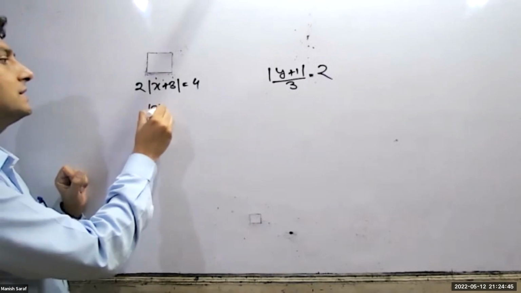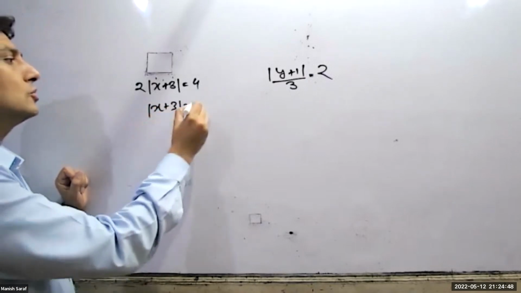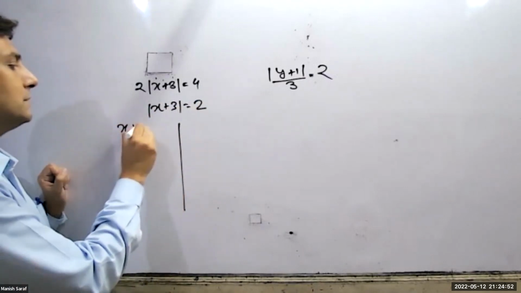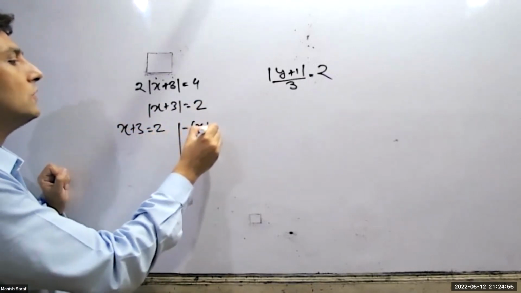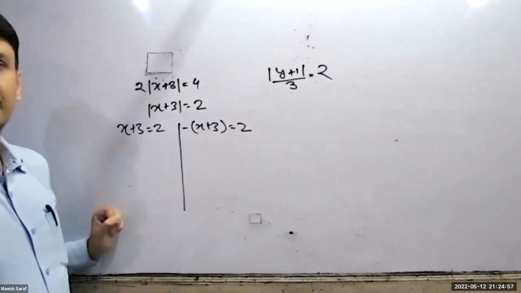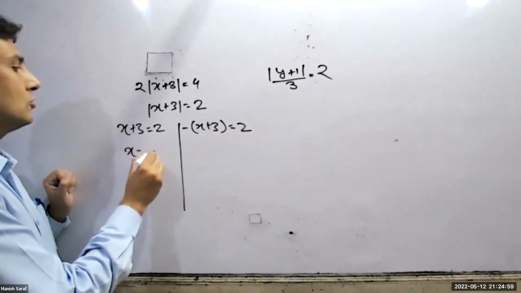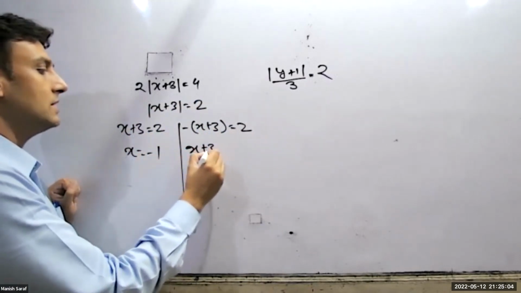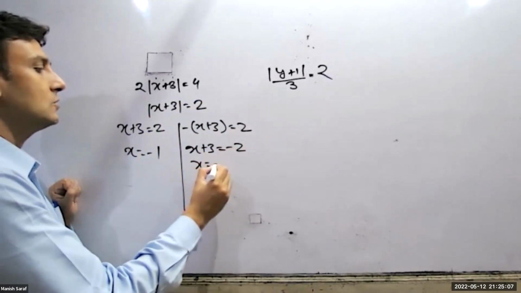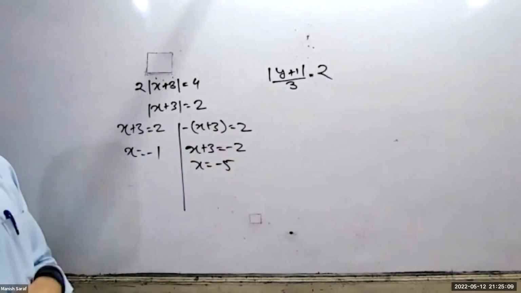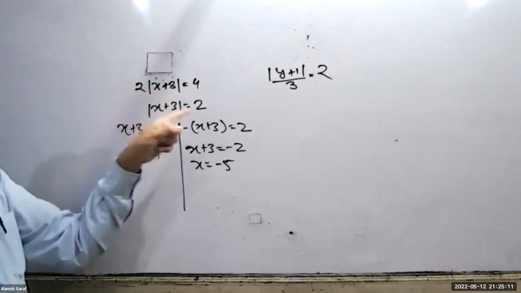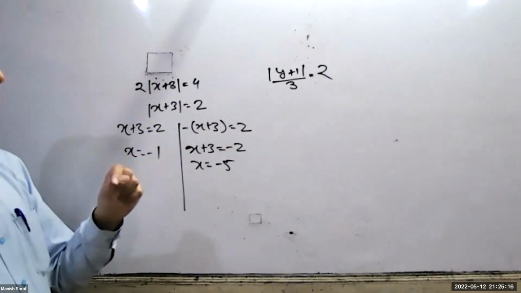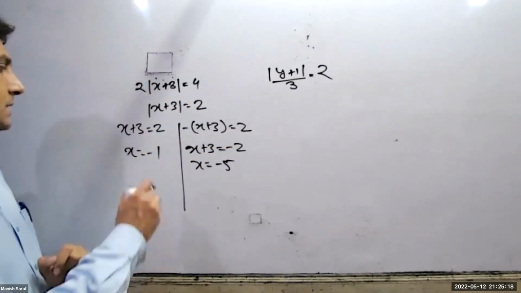Isolate. So if I isolate, it is mod of x plus 3 is equal to 2. Divide the space. X plus 3 is equal to 2 and minus of x plus 3 is equal to 2. So I'll get x is equal to minus 1. Minus, okay, so x plus 3 is equal to minus 2 or x is equal to minus 5. यही था ना? Yes. So this is how we do it.